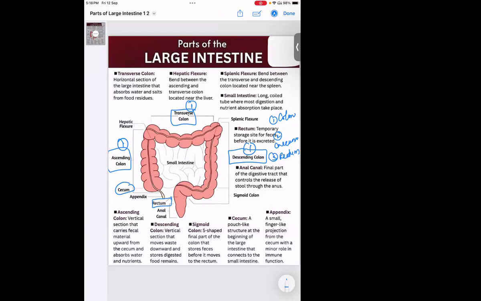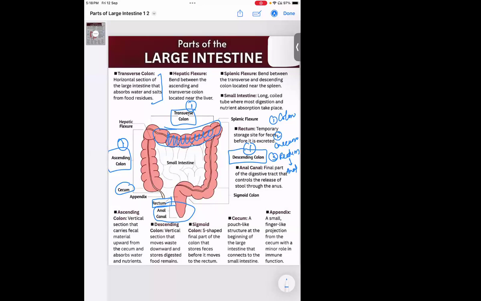The colon, the first part, also has divisions: the ascending colon, the descending colon, and the transverse colon. Then the cecum is the second part, and the last part is the rectum, which is connected to the anal canal. You can see here, this part is called the anal canal. The transverse colon is the horizontal section of the large intestine. Transverse means horizontal. This section absorbs water and salt from the residue.